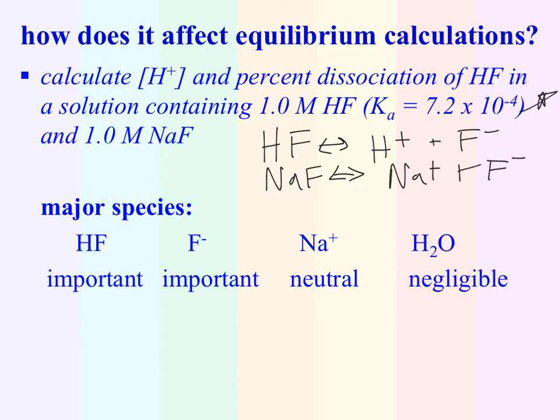Now, the major species that we're going to be looking at are HF and F minus, but notice that we're going to pretty much ignore H2O because it's not involved in the equilibrium expression, and we also know that our H plus is present in very, very small quantities. Most of the things that we have in solution are going to be interrelated with each other, hence the HF and F minus, that common ion species being shared between the two.